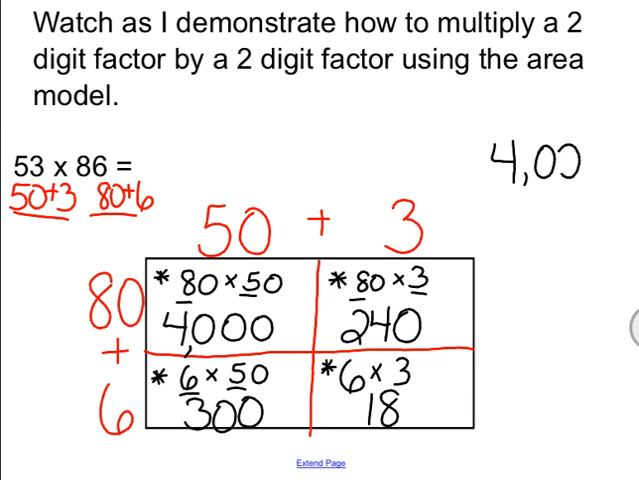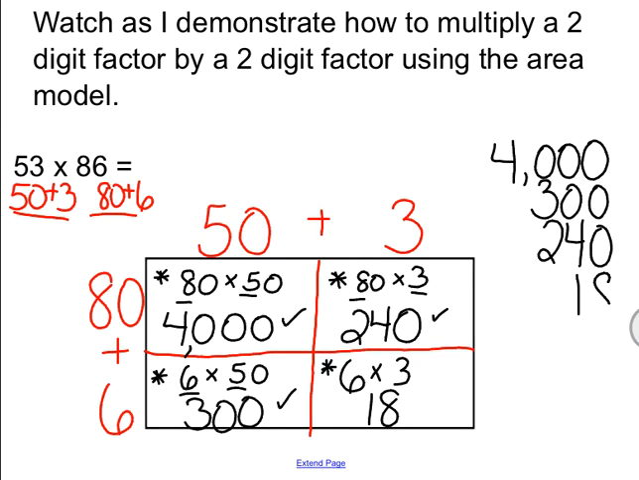Now I have to add up all these partial products, making sure I'm lining them up properly. So I start with the 4,000. Then I will do 300. Yes, I'm putting check marks to make sure that I'm copying each one. 240. And 18. So I add 8, 5, 5, 4. Answer is 4,558.